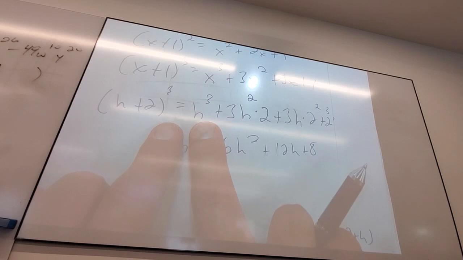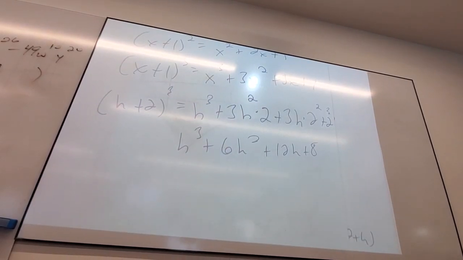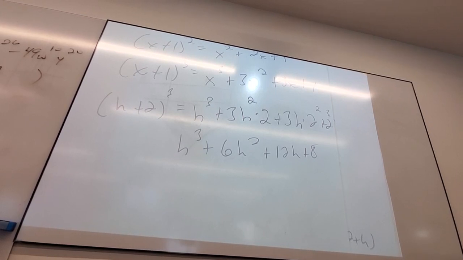Okay, that's fine. Do you see how this is all h's, no 2's? The next term should have 2 h's, 1 2. The next term should have 1 h, 2 2's. And the last term should have no h's, all 2's. That's how that works.